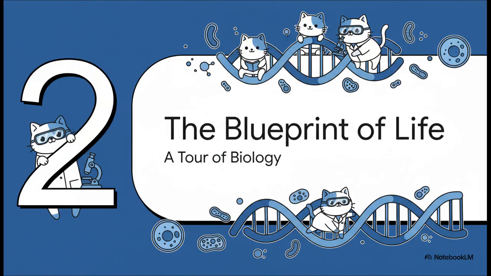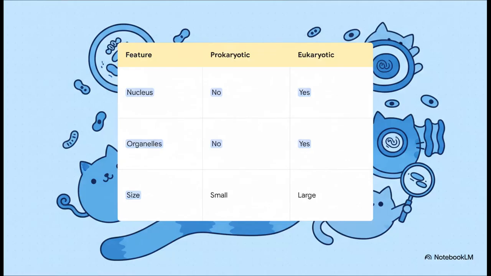Okay, now that we have our scientific toolkit ready to go, let's apply it to the study of life itself. We're jumping headfirst into biology, and we're going to start with the fundamental building block of every single living thing, the cell. So all life is made of cells, but they basically come in two main flavors. You've got your prokaryotic cells, like bacteria, which are pretty simple. Their DNA just kind of floats around inside. Then you have eukaryotic cells, and that's what makes up plants, animals, and you and me.